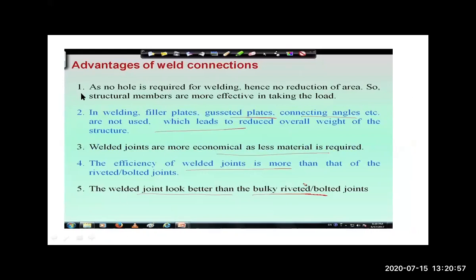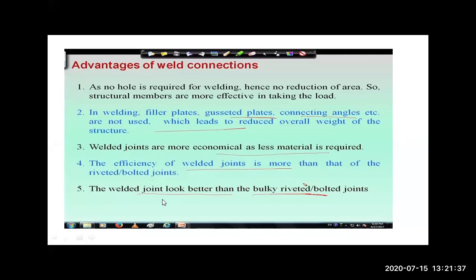In number 1, no hole is required for welding, so hence no reduction of the area. You can write this down. Then in welding, fillet plates, gusset plates and connecting plates are not used. Then point number 3, welded joints are more economical as less material is required. Then the fourth advantage is that the efficiency of the welded joint is more than the riveted and bolted.